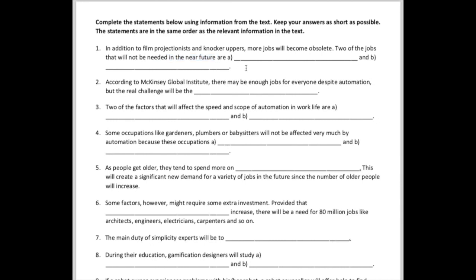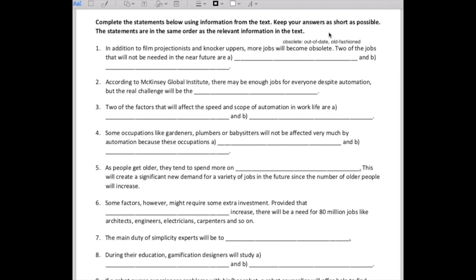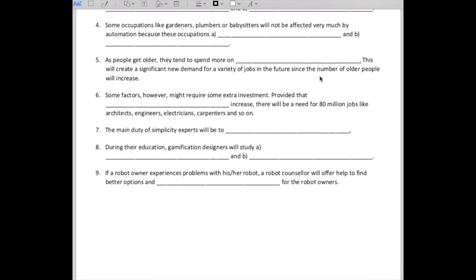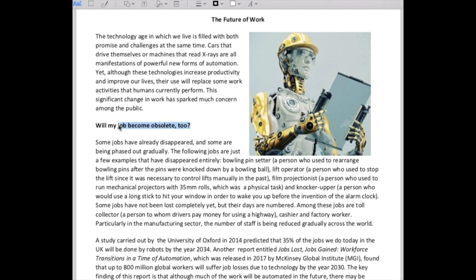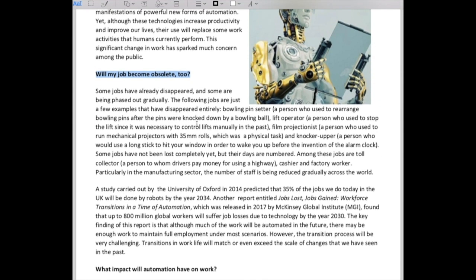Finally, from a vocabulary point of view, it's very interesting to look at the word obsolete. The word obsolete is very important, and it means out of date or old-fashioned. Now, this is very important because it will help us find the information in the text. Now, let's have a look at the text. Do you remember the part that talked about obsolete jobs? Well, I do. Let's have a look. The future of work. First subtitle, will my job become obsolete? So we understand that the relevant information is in this part of the text. So let's have a look.